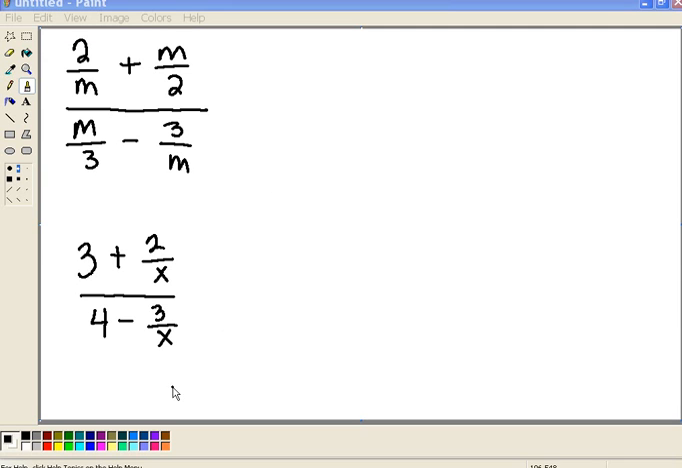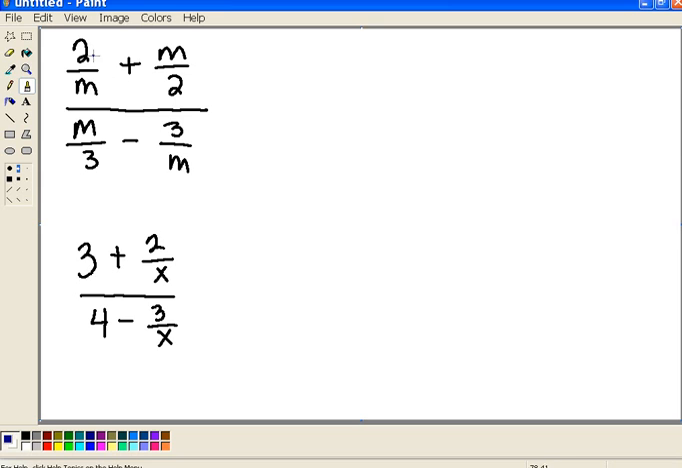Hi, this video will demonstrate how to simplify complex rational expressions. What we mean by complex is that now we not only have a rational expression, we have rational expressions within a rational expression. In other words, fractions in the numerator and the denominator. Now there are two different ways of doing this.